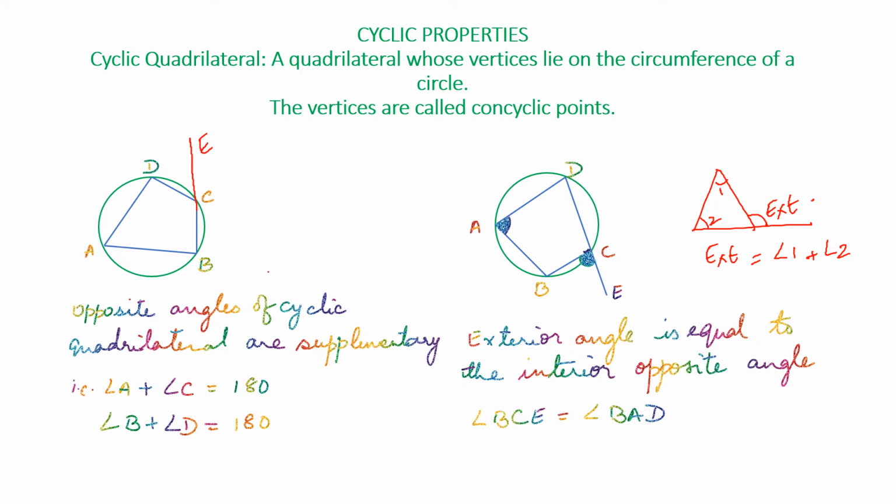But in a cyclic quadrilateral, an exterior angle is equal to the interior opposite angle. Interior opposite angle meaning this angle. So the exterior angle is equal to the interior opposite angle, which means angle BCE is equal to angle BAD. If I extend it on this side, then this angle will be equal to the interior opposite angle, that is angle D over here.